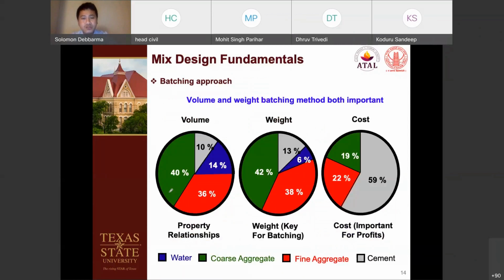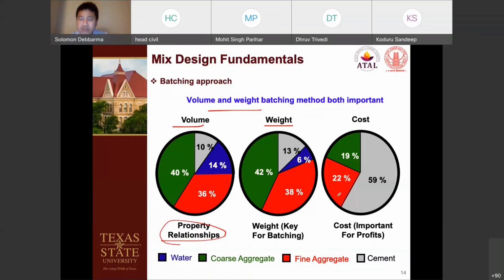So another thing is the batching approach. Usually for the PQC mix, or for any concrete mix, we have two types of batching approach. One is volume batching, and the other is weight batching. Both are equally important, but there is a difference between them. Volume batching is important if you want to study the relationships, but in the case of weight batching, the weight method is important for batching.